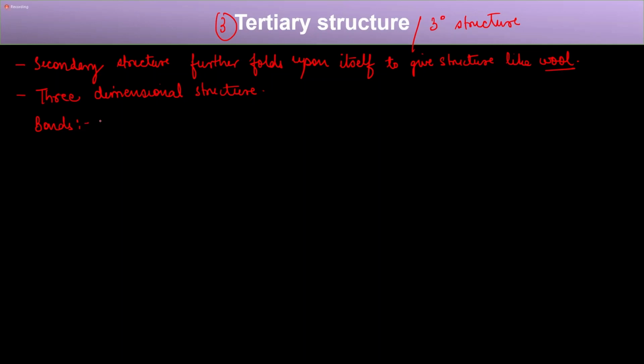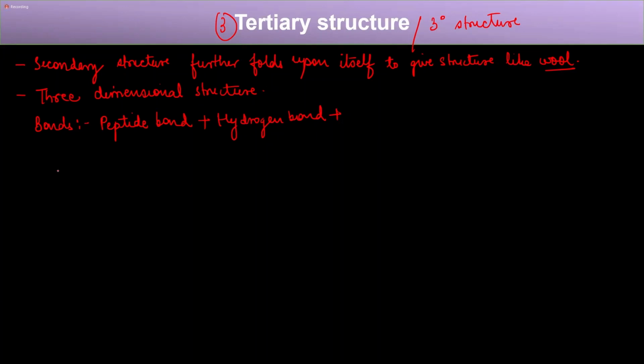So, let's write. The bond that is present in the primary structure is peptide bond. Now, what bond was present in the secondary structure? That was hydrogen bond. Now, apart from this, what other bonds are present in the tertiary structure?